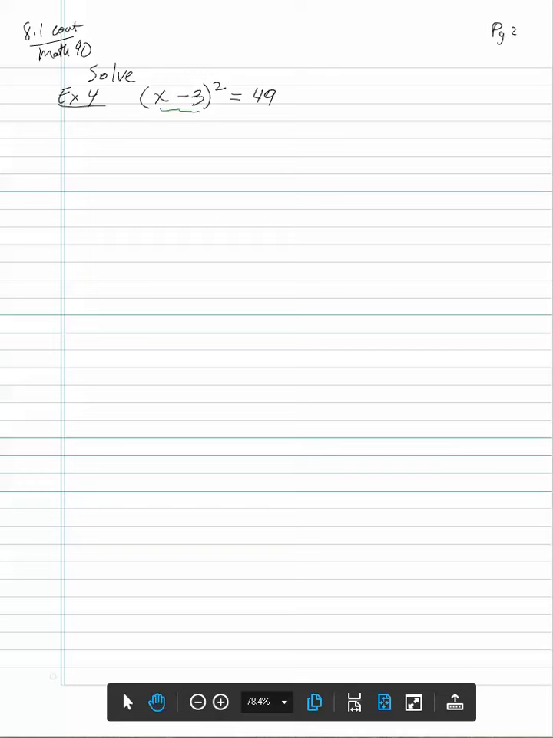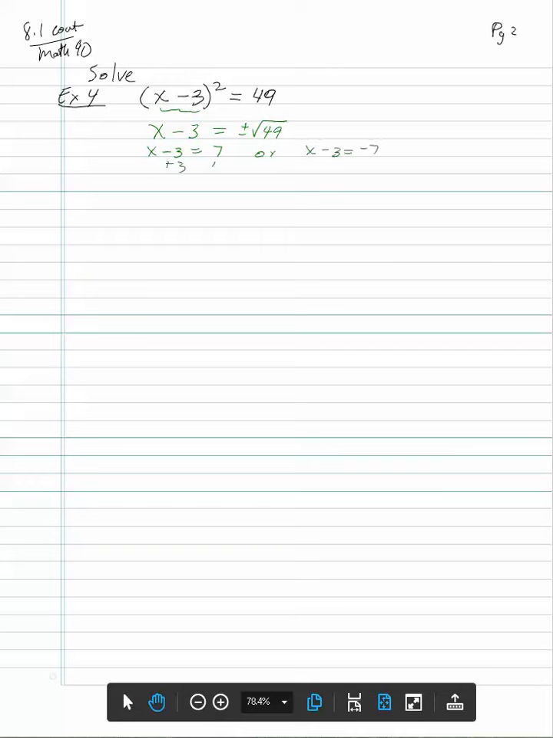Okay, so again, I'm going to use this principle. If I have something squared equals a number, I'm going to square root both sides. So the square and square root cancel each other. And then I'm going to get the plus or minus square root of 49. And now that one simplifies. So this is x minus 3 equals 7. X minus 3 equals negative 7.